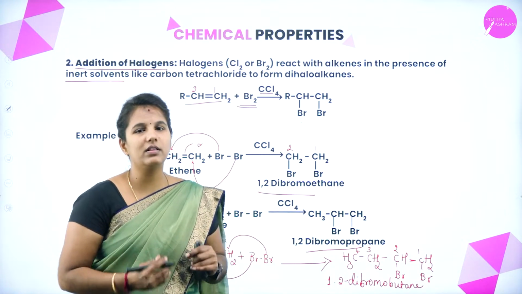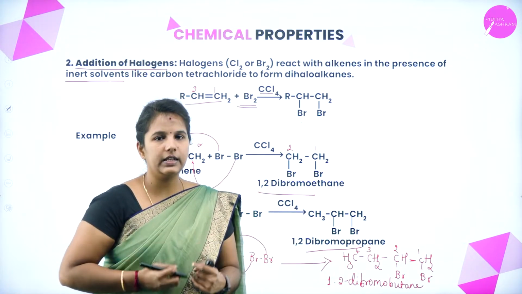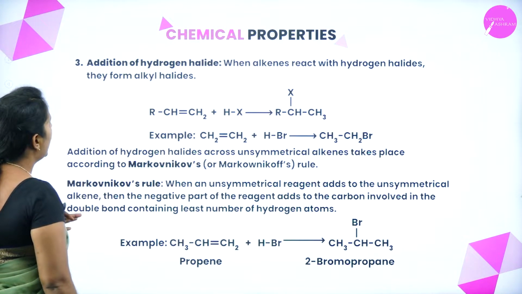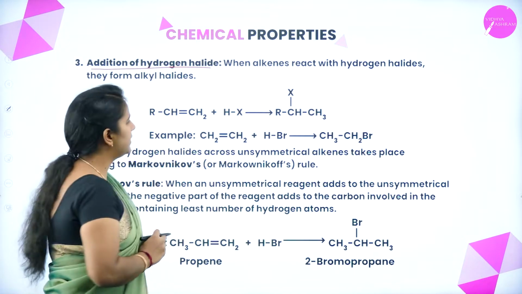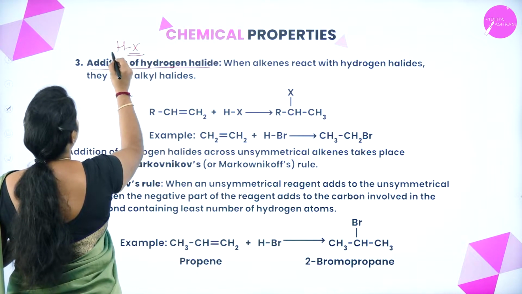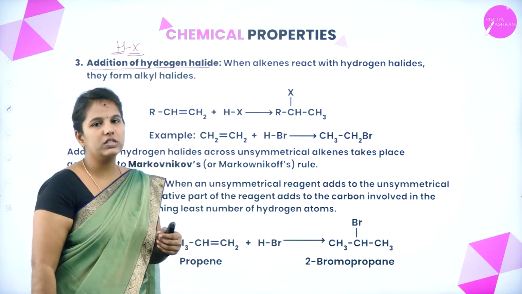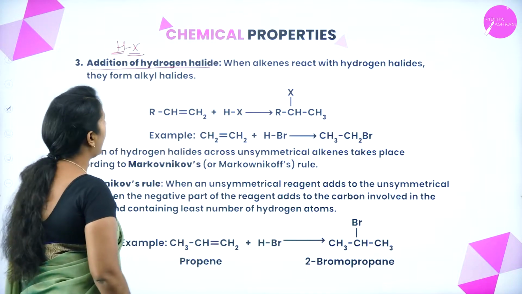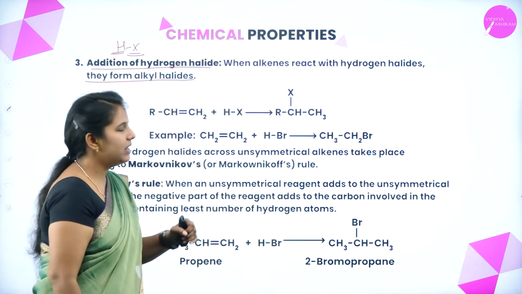As it has the double bond, it has to get the least numbering. So when you add a halogen, it gives rise to dihaloalkanes. Okay. Next is addition of hydrogen halide. What does it mean? Hydrogen halide means HX. This X is my halogen group and H is hydrogen. Together it is known as hydrogen halide.